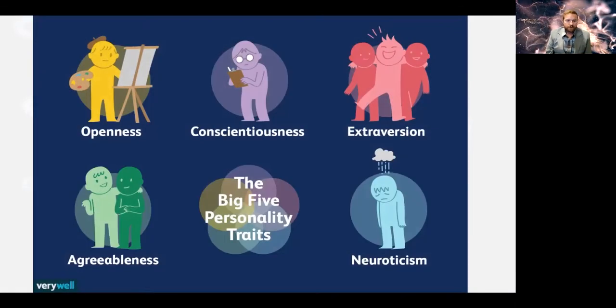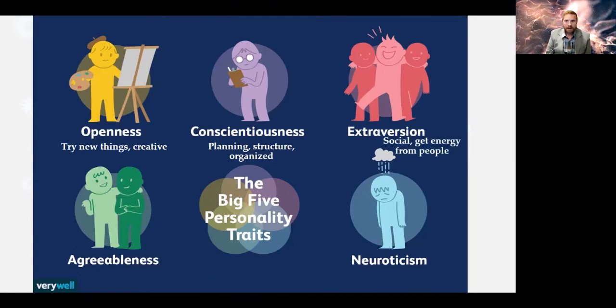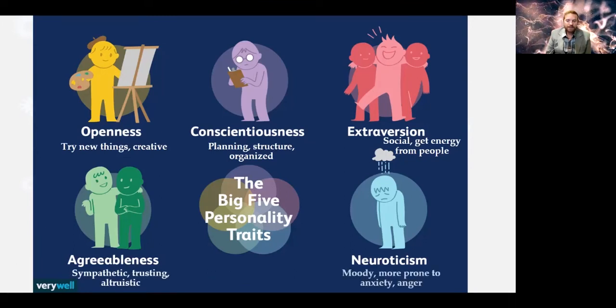The Big Five. So the Big Five is the most widely used personality test, and it assumes that people possess 5 main traits: openness, conscientiousness, extroversion, agreeableness, and neuroticism. Openness is a willingness to try new things. It's about creativity. Conscientiousness is how organized, structured, or planning you are. Extroversion: how social, how outgoing, how much energy you receive from other people. Agreeableness is altruistic, sympathetic, trusting. And then neuroticism is moody, anger, anxiety, things like that.